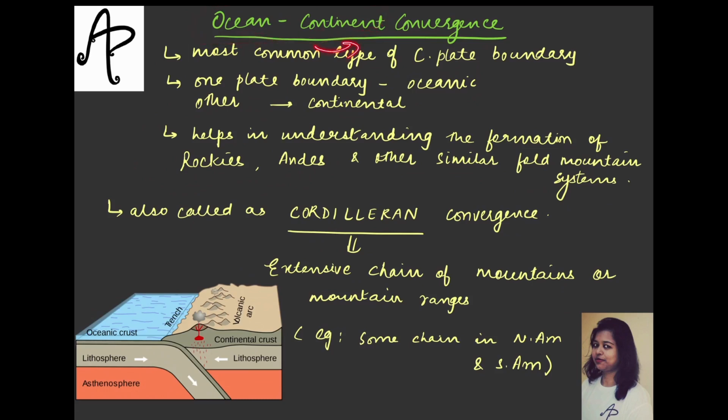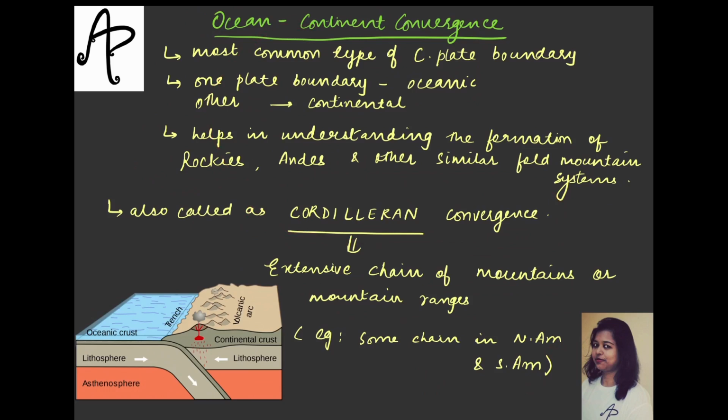Now this kind of convergence system is also called Cordilleran Convergence. The reason is because Cordillera means extensive chain of mountains, or let's say the mountain ranges. Because of this they are known as Cordilleran also, because they are the chain of mountains or the ranges. And these chains or ranges are available in North America and South America. Therefore, this kind of convergence system is also called Cordilleran Convergence.